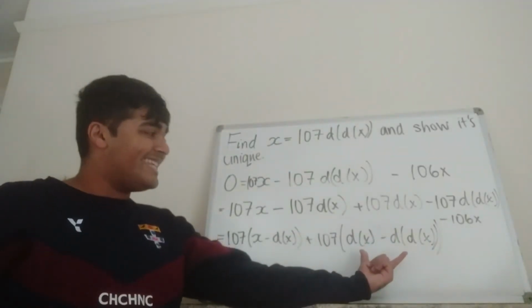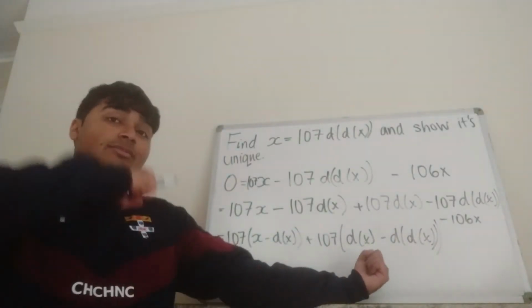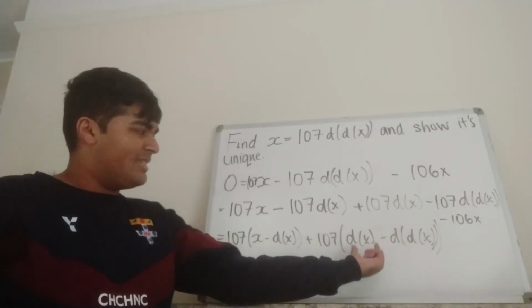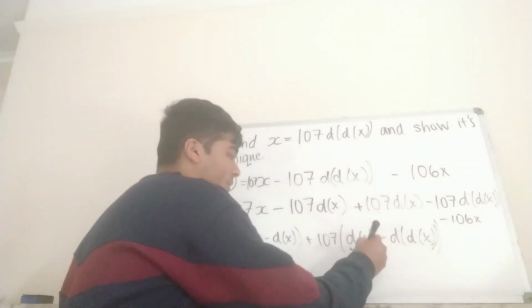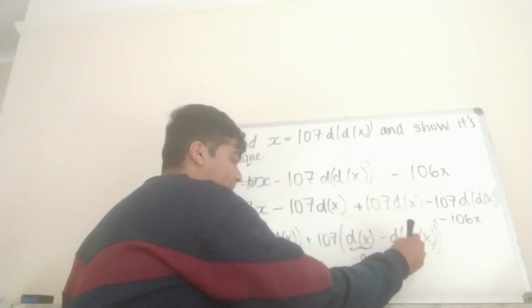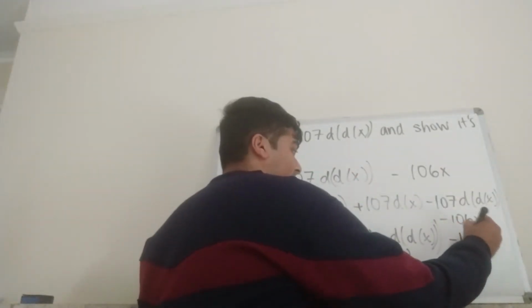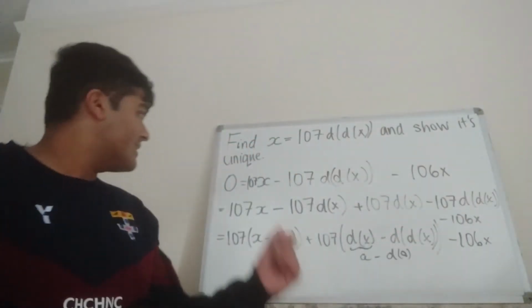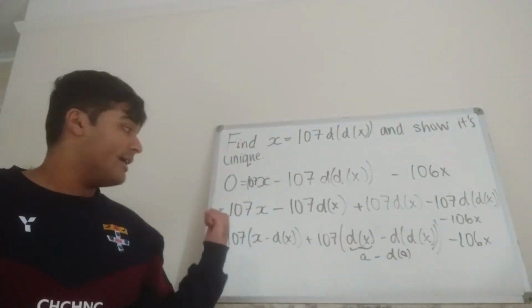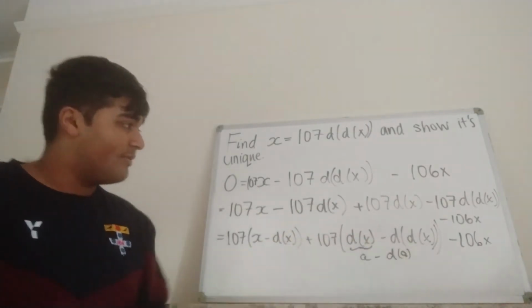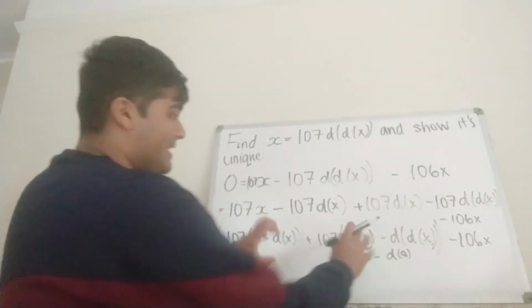Now we also know that this guy here is a multiple of 9 just by using the result from part 1, except replacing x with d of x. So if we call this, say, a instead, we're doing a minus d of a here, and that is a multiple of 9. And then of course we've got the subtract 106x here. Okay, so we've got 0, which we know is a multiple of 9, is equal to 107 times this guy here. This is a multiple of 9. This is a multiple of 9. So all of this here is a multiple of 9.